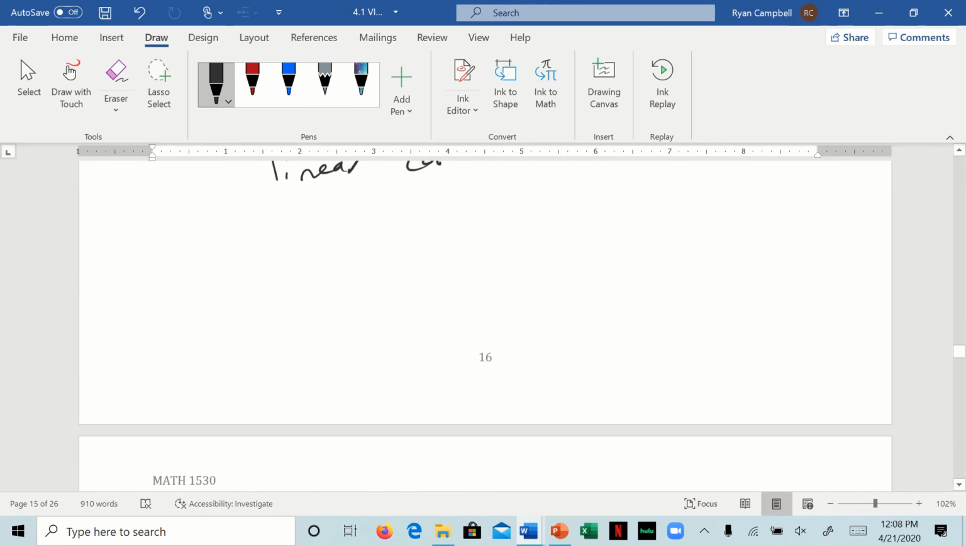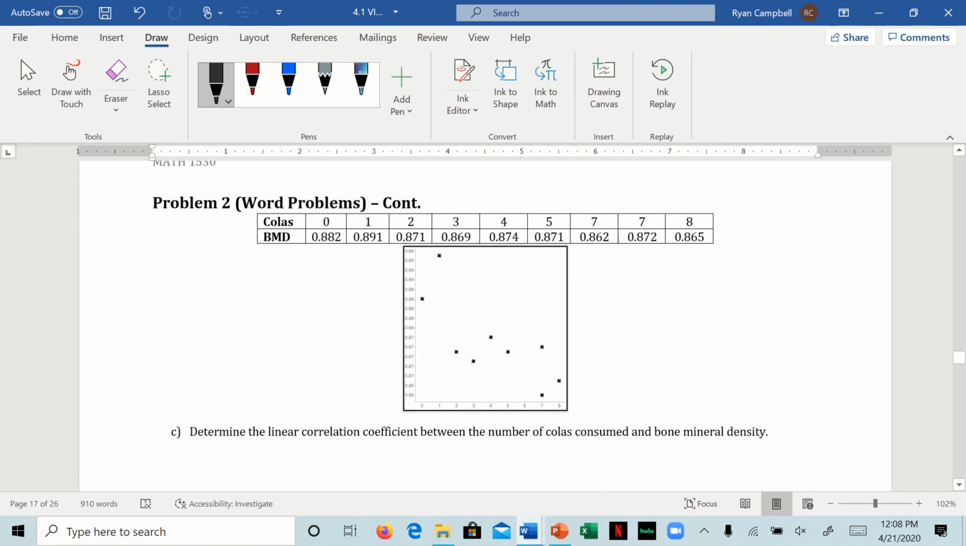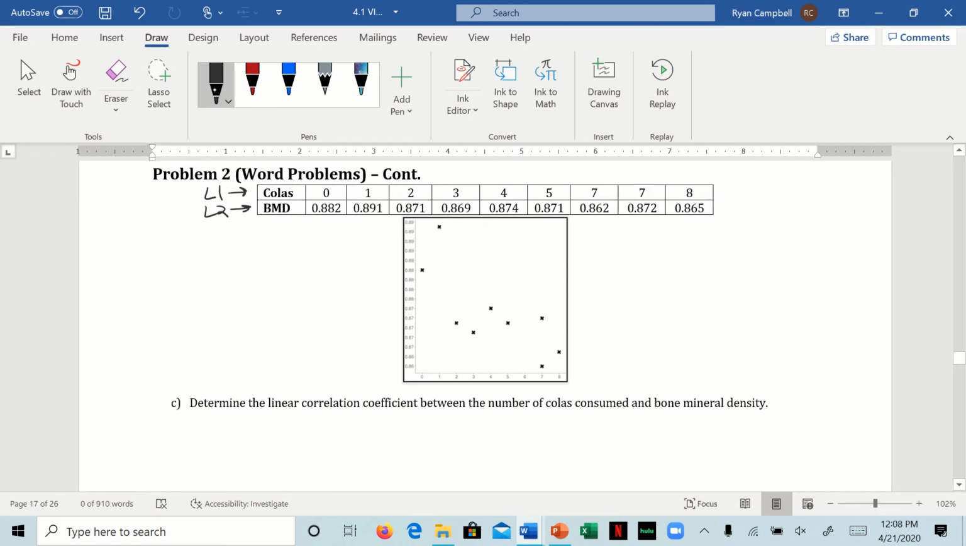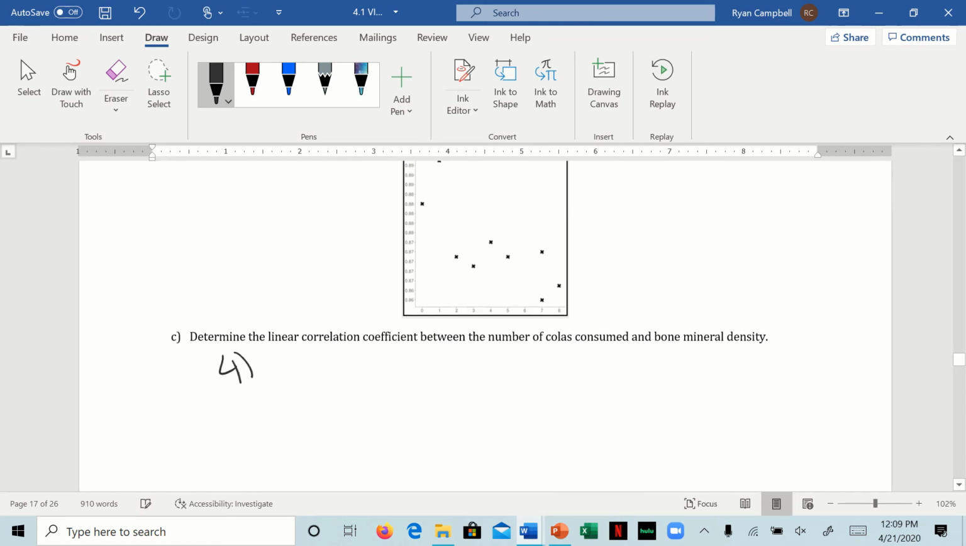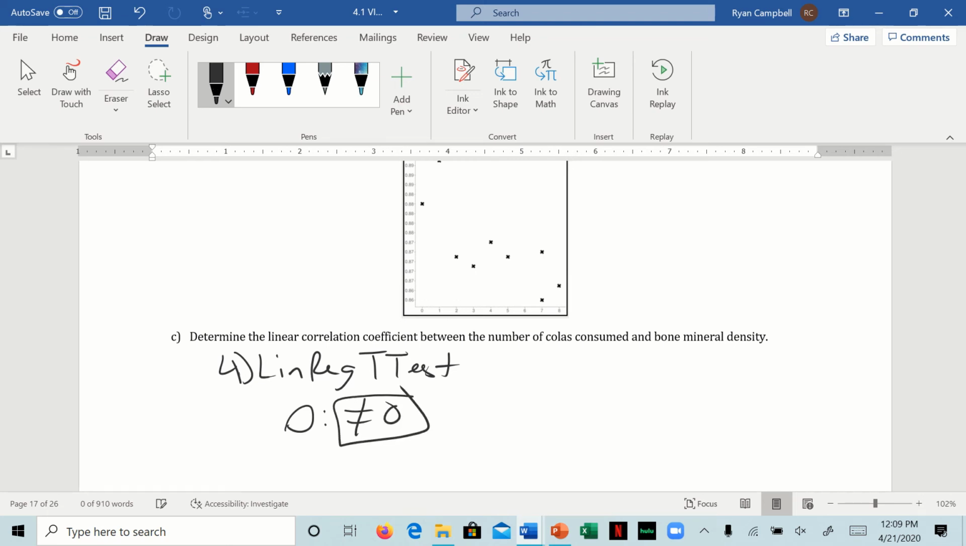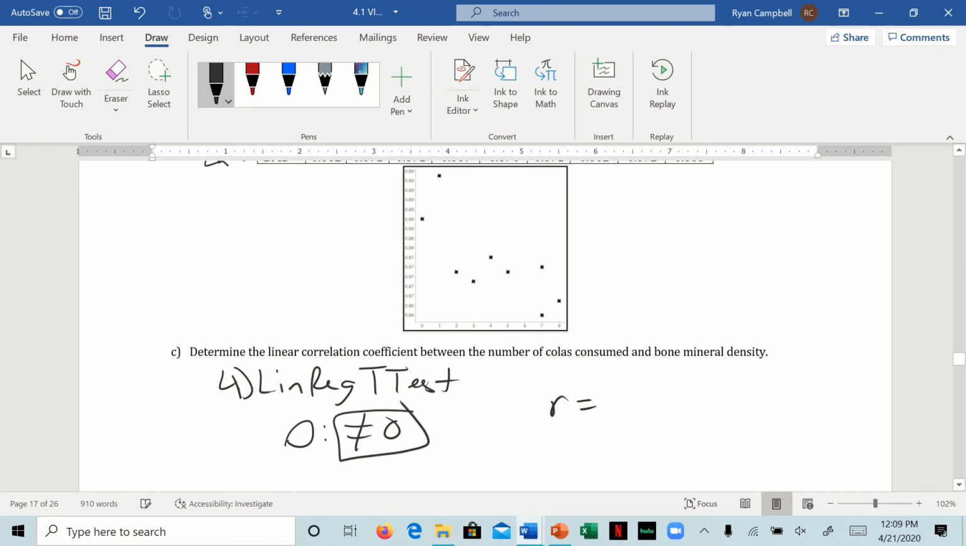All right, let's go back even further. Let's do problem number 2 again. Remember, we said colas was L1 and the bone density was L2. This was our graph. Determine the linear correlation coefficient between the two. Again, we're going to use the LinRegTTest. All you have to do is make sure that rho does not equal 0. Yes, good. Moving on. When you type all that into your calculator, you'll see that R is negative 0.997.